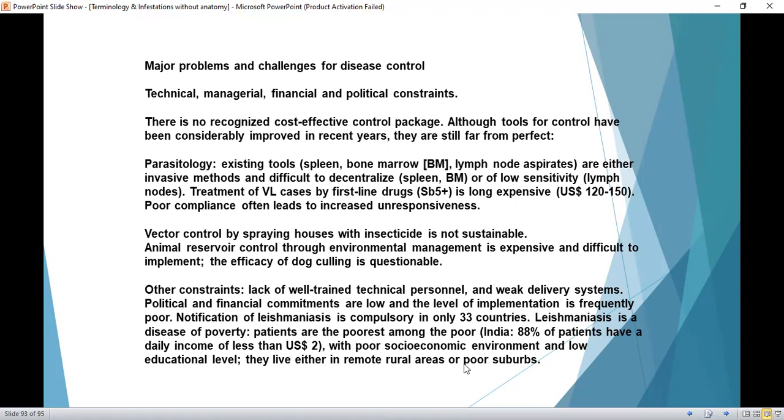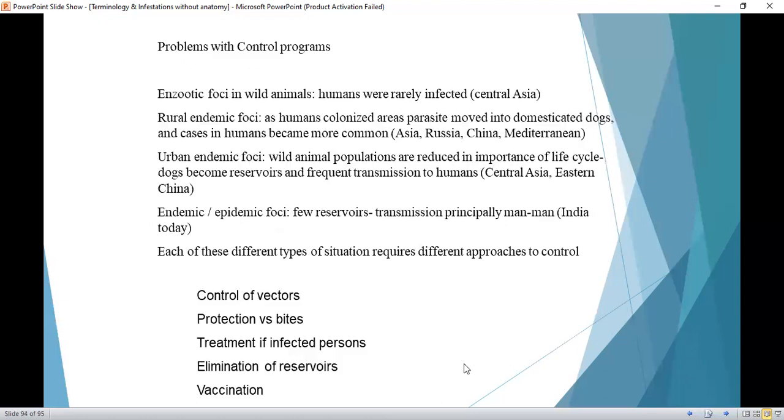Other constraints: lack of well-trained technical personnel, weak delivery systems, education, awareness, political and financial commitments. It's very important. It's a disease of poverty, and the patients are the poorest among the poor. And obviously, when they don't have enough to eat, how are they going to look after their health? Control programs, again: rural endemic foci, humans colonized areas, the parasite moved into domesticated dogs, and cases in humans became more common. In endemic areas, each of these different types of situation requires different approaches to control.